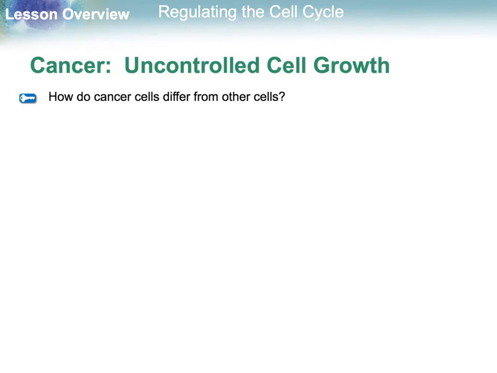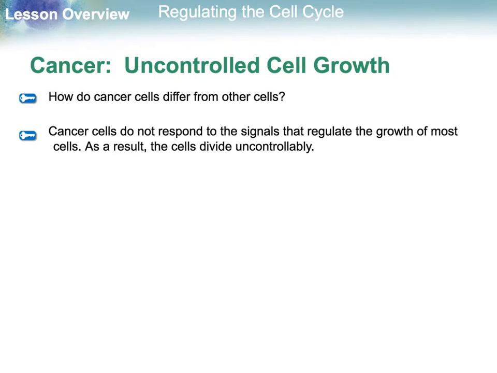When we talk about controlling the cell growth and the cycle of the cell, one of the key things we need to talk about is cancer, which is considered to be uncontrolled cell growth. We need to understand how cancer cells differ from other cells. When something happens inside the cell and there is damage to the cell itself and to its nucleus, the cancer cells do not respond to the signals that regulate the growth of most cells. As a result, the cells divide uncontrollably. They go out of control. They start using a lot of the body's resources, and they also start to interfere with other organs and cells that aren't associated with the cancer.